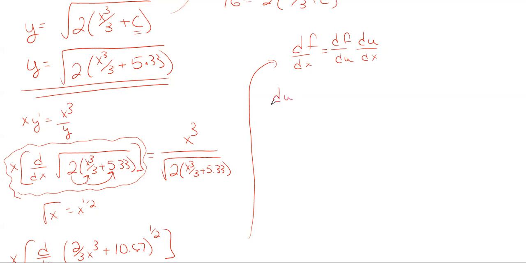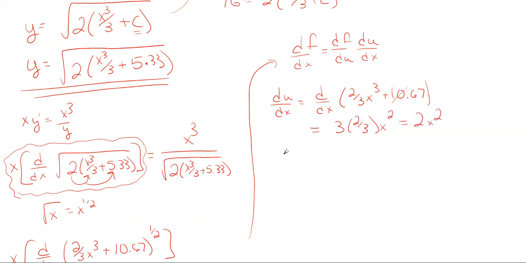So du dx is equal to the derivative with respect to x of the equation of u, which is 2/3 x cubed plus 10.67. Well, when you solve out this expression, the 10.67 completely disappears, and we are left with 3 times 2/3 x squared, which gives me 2x squared.